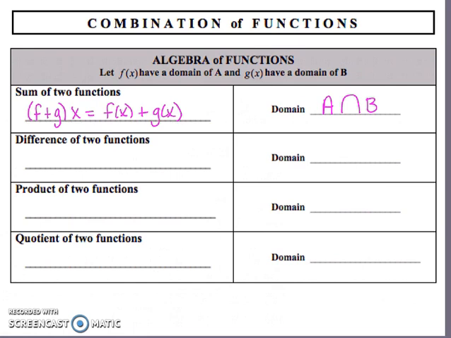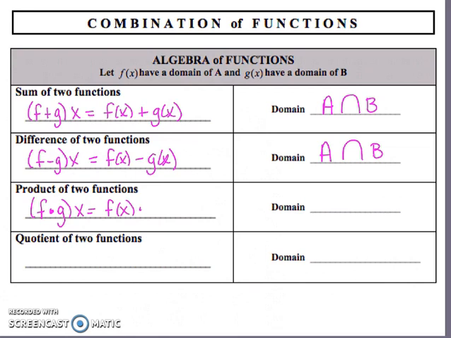The difference of two functions would be f minus g of x, or f of x minus g of x. And just like addition, the domain is going to be the same. You can only subtract them where they both exist. The product of two functions, f times g of x, is f of x times g of x. And again, the same rules apply for the domain. You can only multiply them together where they both exist.